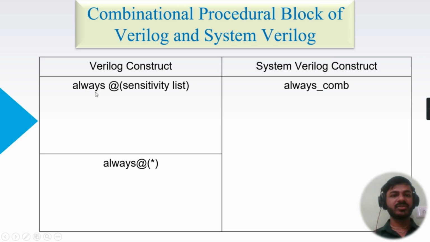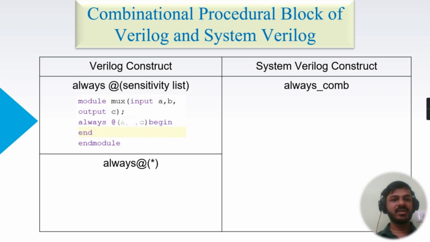This is my first procedural block, that is always @ with a sensitivity list. Basically the sensitivity list is nothing but the signals we have to mention, whatever signals we have to implement the combinational blocks. Below that you can see this is the syntax that is used while implementing the combinational blocks. Below that, you can see always @ star.